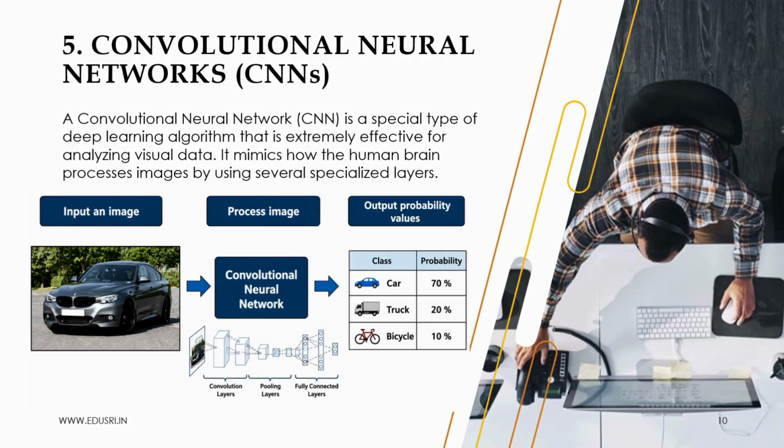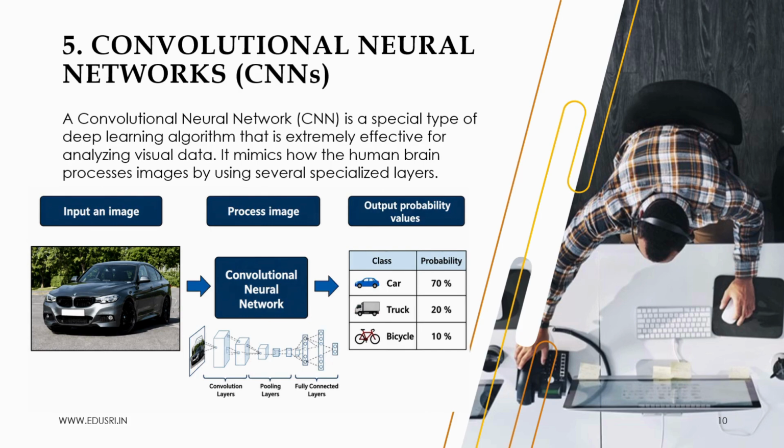For example, for the image shown here, the CNN may predict a 70% probability of a car, a 20% probability of a truck, and a 10% probability of a bicycle. Since the car has the highest probability, the system would classify the image as a car. Therefore, a convolutional neural network follows a basic process: input image, feature extraction and processing, and finally classification or prediction.